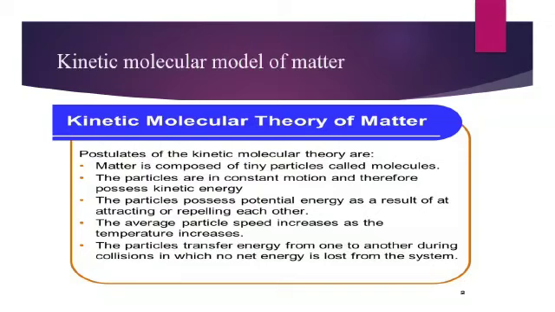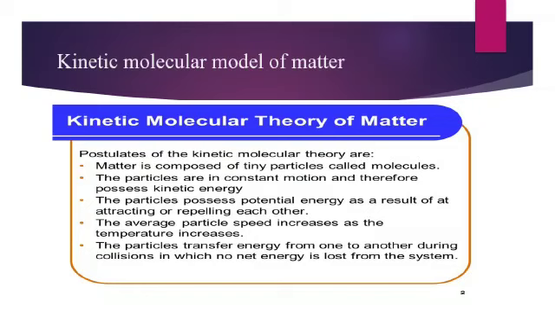The third one is the particles possess potential energy as a result of attracting or repelling each other. You know the particles may attract or repel each other, so that's why they will have potential energy. The fourth one is the average particle speed increases as the temperature increases. By increasing the speed, you know they will become volatile, and in this way they will increase their temperature.